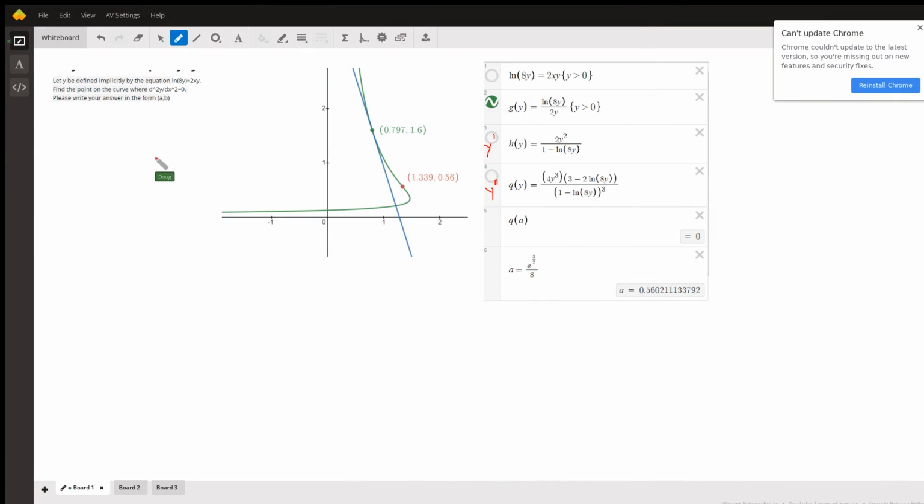Okay, this page gives an idea of where we're headed. This green graph right here is the graph of g of y equals ln of 8y over 2y. y has to be greater than 0 because you cannot take the ln of a non-positive number. If you try to do implicit differentiation from right here, I think you'll be headed down a rat hole. So my suggestion is to solve this for x and then differentiate y with respect to x.